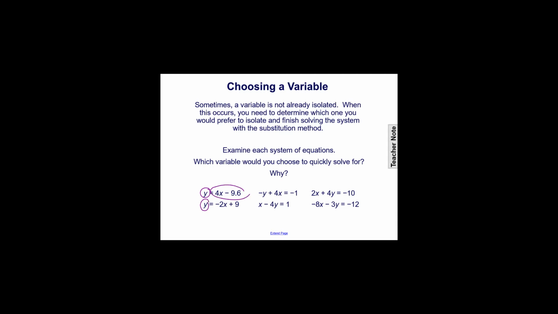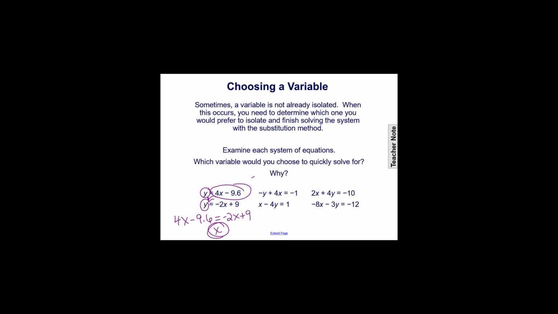If I quickly substitute this into the other equation, I'm going to have 4x minus 9.6 equals negative 2x plus 9. So you're quickly solving for the variable x because the variable y is already isolated. We already know what that variable's expression equals, or what we can substitute that variable for.